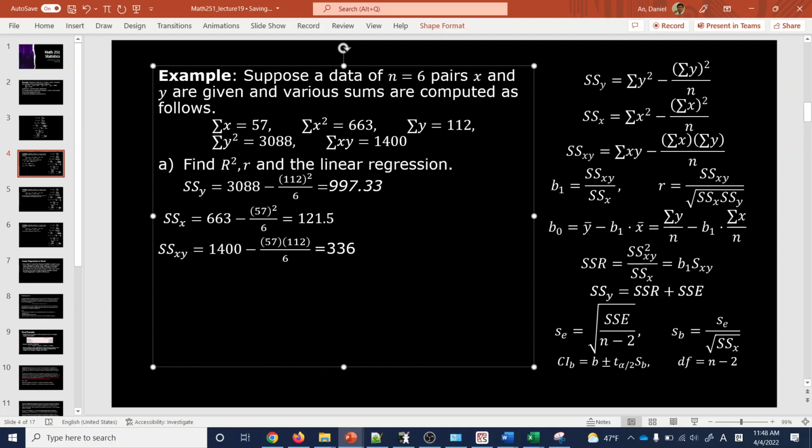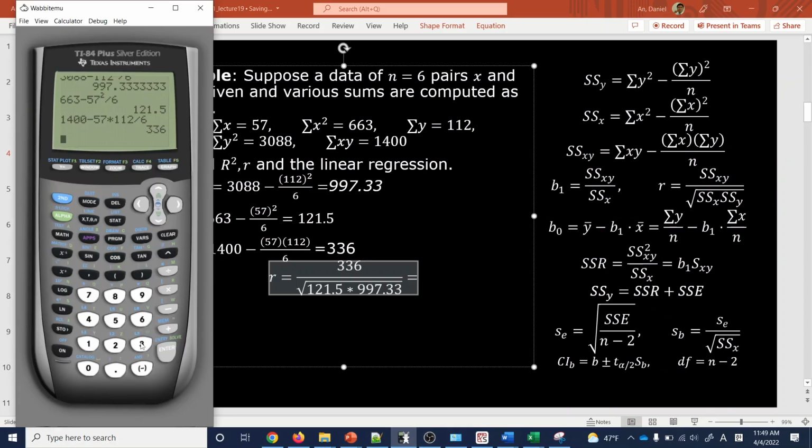Now, can you calculate small r? What do you do? r equals SSxy, which is 336, using this formula right here, divided by the square root of 121.5 times 997.33. So that's what you have to calculate.